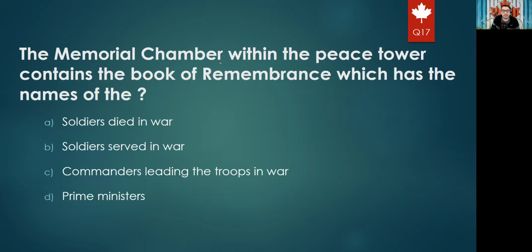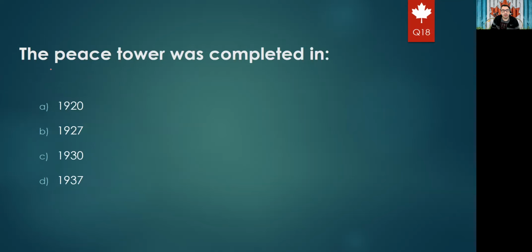Next question. The memorial chamber within the Peace Tower contains a book of remembrance, which has the names of the soldiers who died in the war, soldiers who served in war, commanders leading the troops in war, or prime ministers. For sure, soldiers who died in war. This is a remembrance of all people who sacrificed their lives for Canada in the wars.